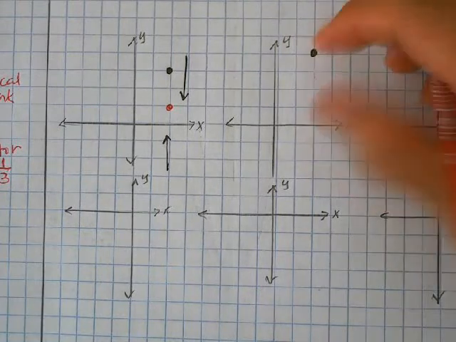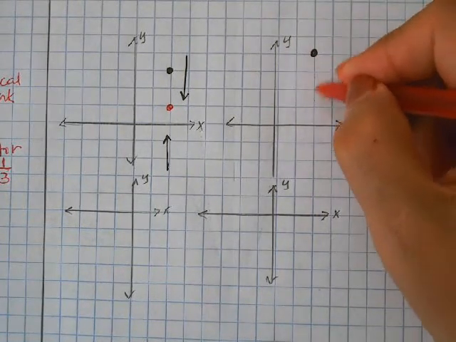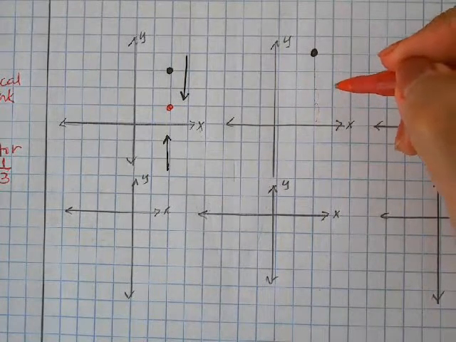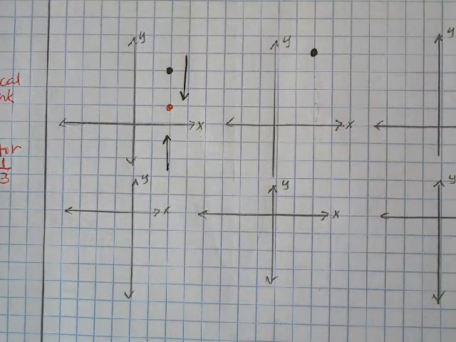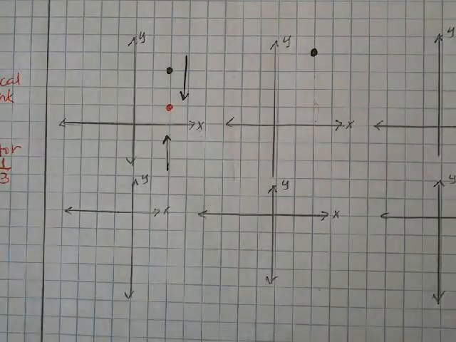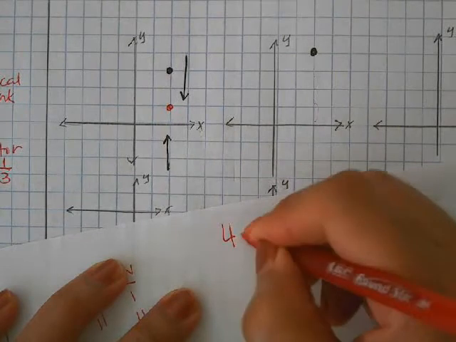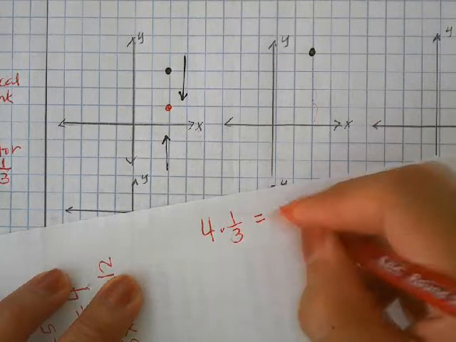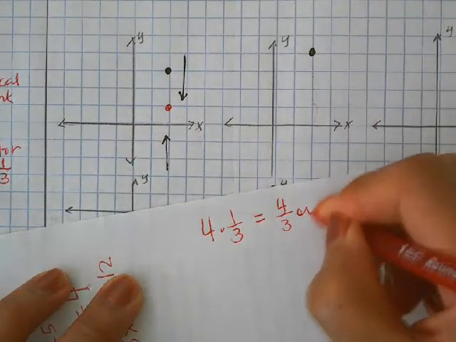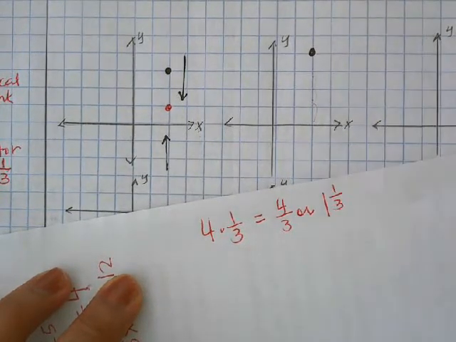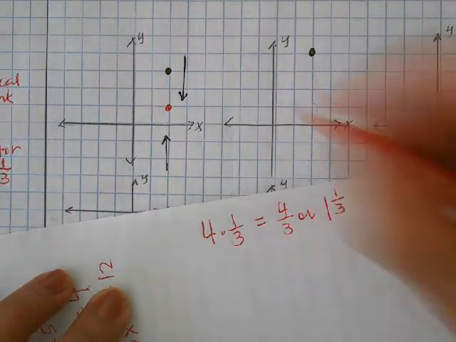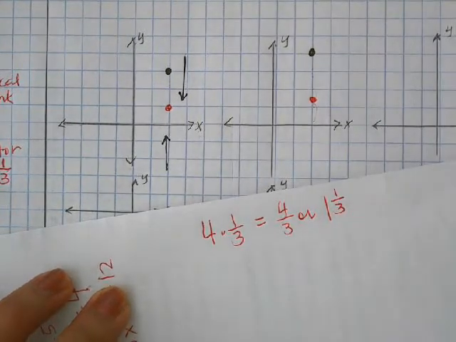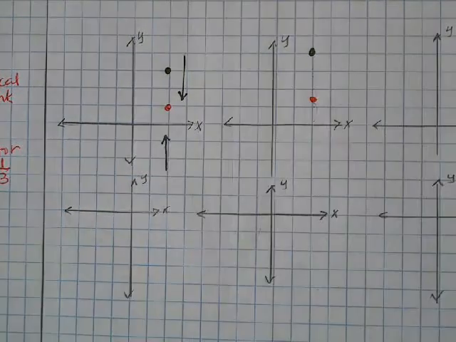Again, this is distance 4, 1, 2, 3, 4. Divide that by 3, or multiply that by one third. Let me show you that. If you have 4 times one third, that would be 4 thirds, or 1 and one third. So that will be where our new point will be, 1 and one third. That is how you shrink by one third.